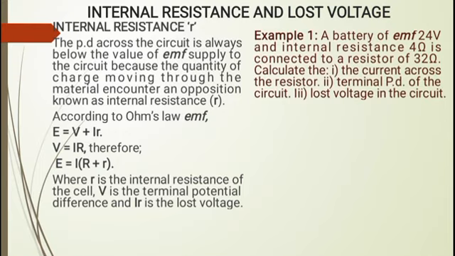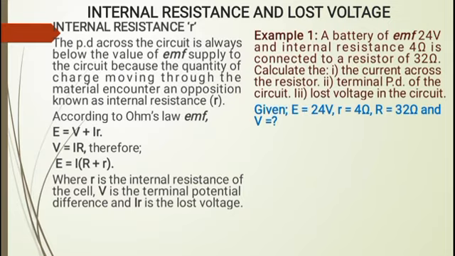In the question that we have here, we have a battery of EMF 24 volts and internal resistance of 4 ohms, which is connected to a resistor of 32 ohms. We have to calculate the current across the resistor. Also, we have to calculate the terminal potential difference of the circuit. And lastly, we have to calculate the lost voltage in the circuit. Let's quickly consider the parameters given here.